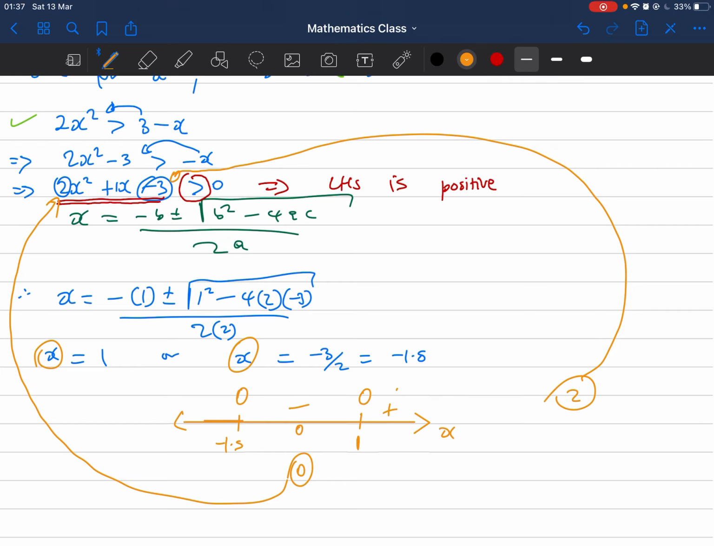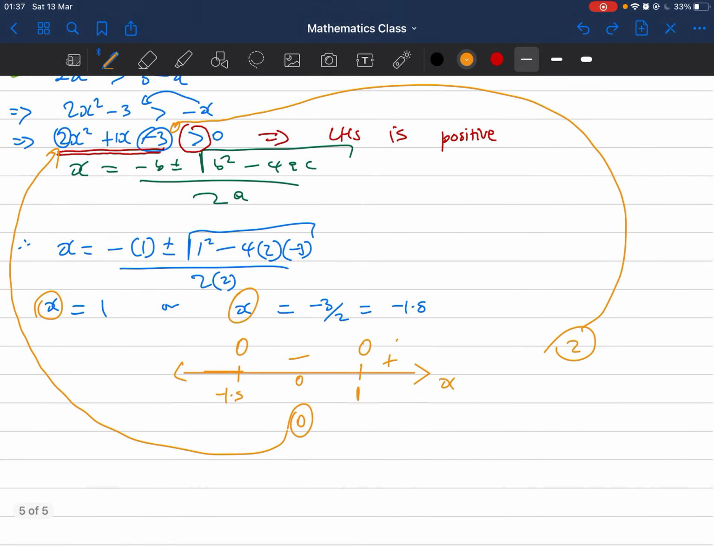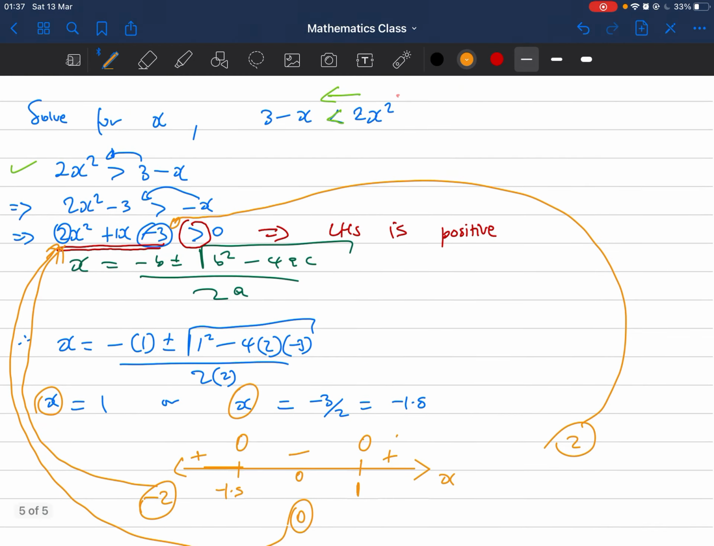Cool. Now looking at this side, take any number that is less than negative 1.5. That number can be negative 2, negative 3, negative 3.5, whatever. Let's take negative 2. Substitute it back into this equation: 2 times negative 2 squared plus negative 2 minus 3. You see that you get positive 3. That's positive, so the left hand side is positive.